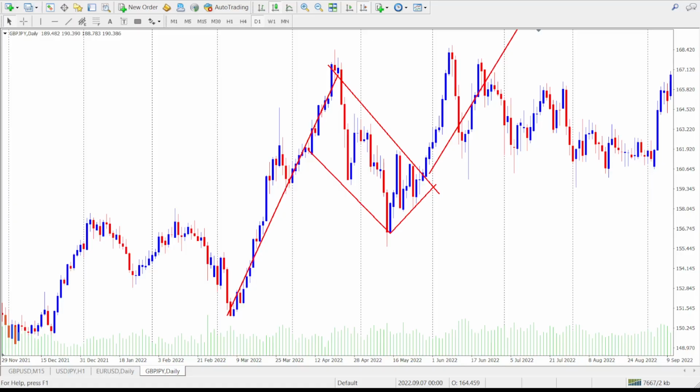Okay, mastering these swing trading chart patterns can give you a serious edge in the market, whether you trade forex, stocks, or crypto. These patterns help you identify key entry and exit points with confidence.